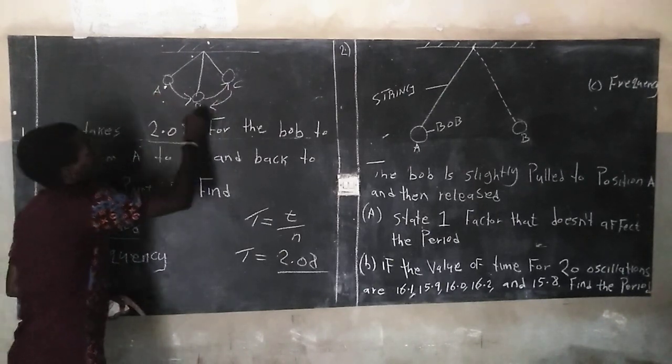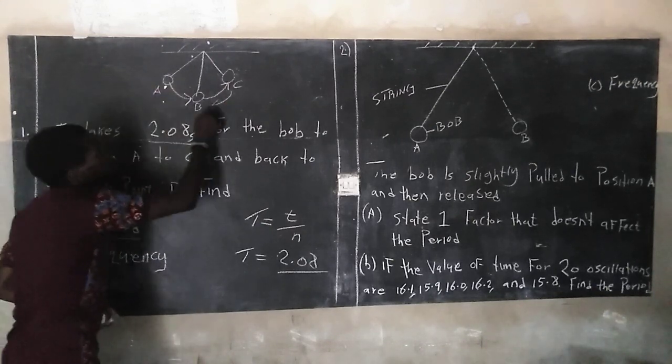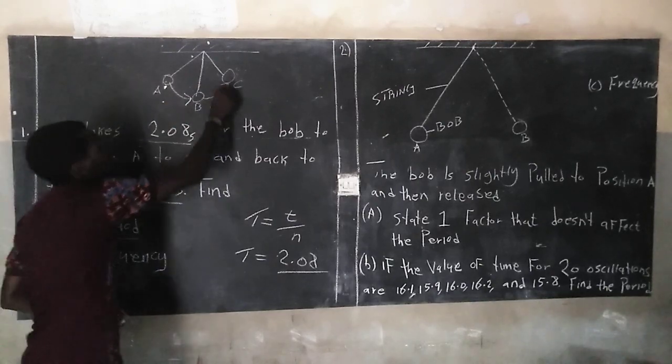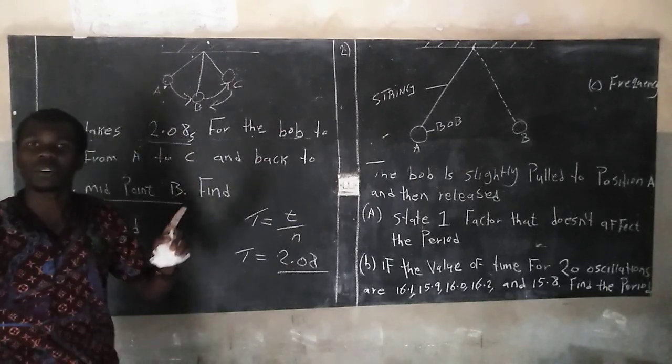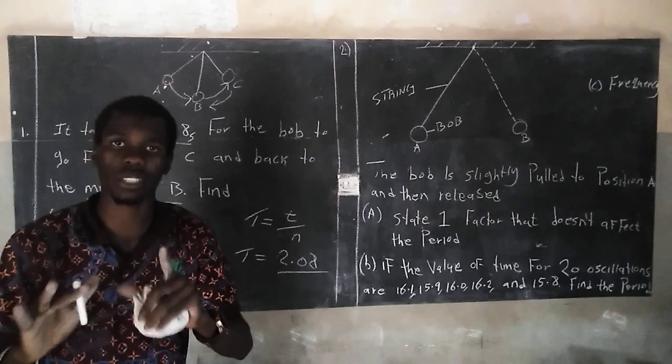So like this. 1, 2, 3, 4, 5. That's how you count the number of oscillations. Okay? That is how you count the number of oscillations.